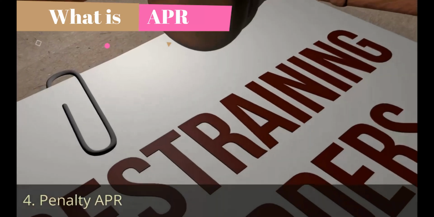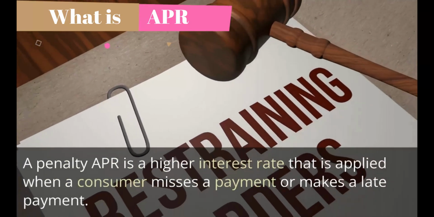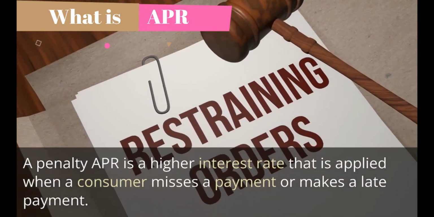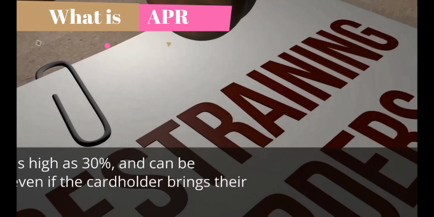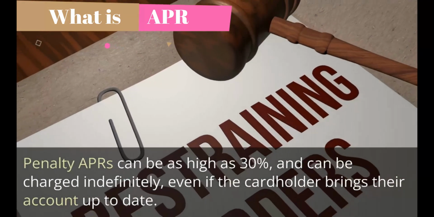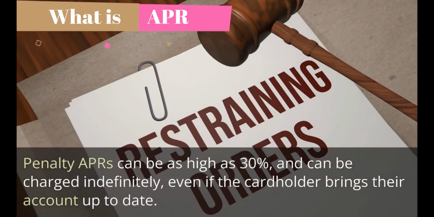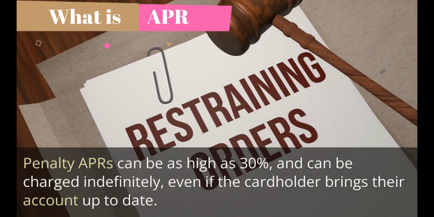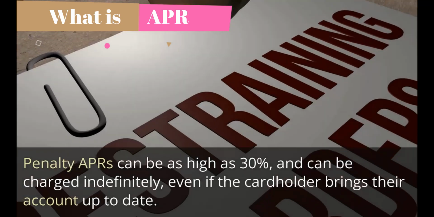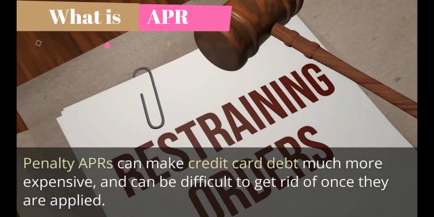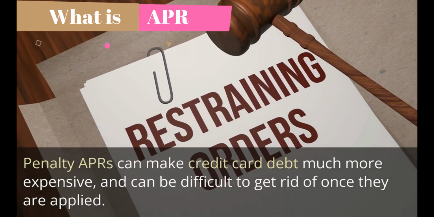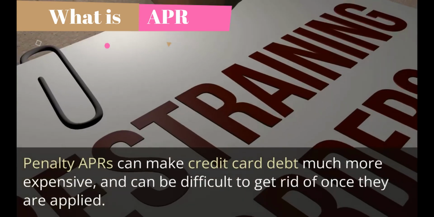4. Penalty APR. A penalty APR is a higher interest rate that is applied when a consumer misses a payment or makes a late payment. Penalty APRs can be as high as 30%, and can be charged indefinitely, even if the cardholder brings their account up to date. Penalty APRs can make credit card debt much more expensive, and can be difficult to get rid of once they are applied.